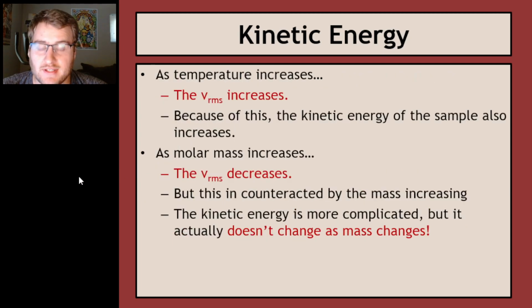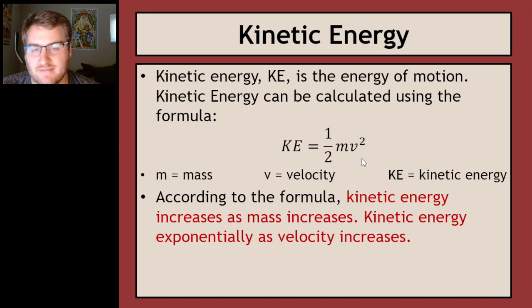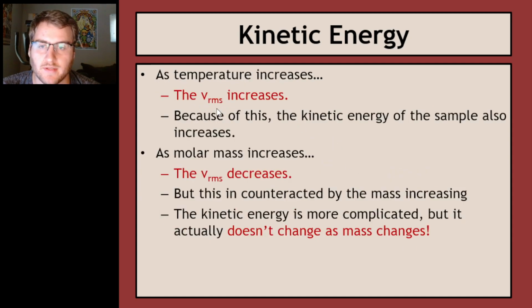As temperature increases, the velocity of a particle increases. Because of this, the kinetic energy also increases. So when the temperature goes up, the kinetic energy goes up as well. The velocity, this v RMS, is kind of like the same as this v here. We would treat them the same way in this situation. The velocity goes up when the temperature goes up, and therefore the kinetic energy also increases. Temperature has a direct correlation to kinetic energy. If one goes up, the other goes up. If one goes down, the other goes down.